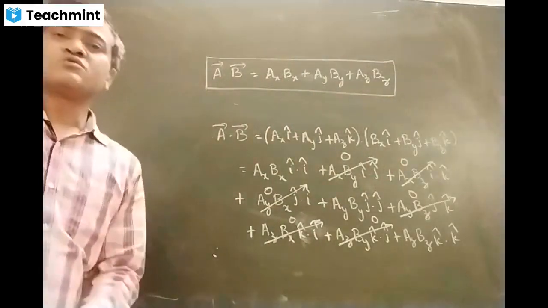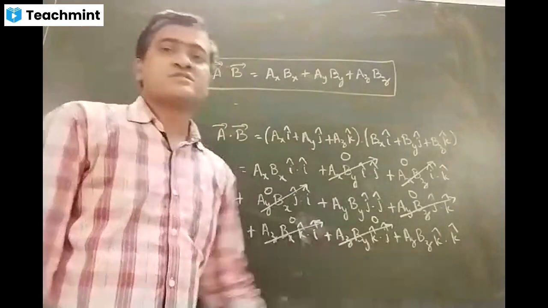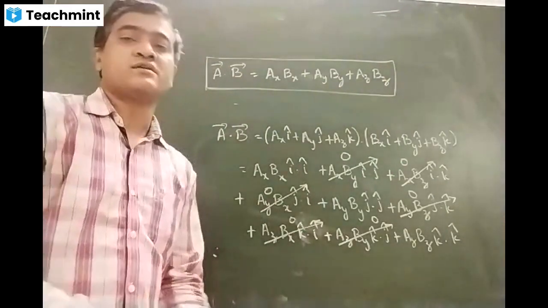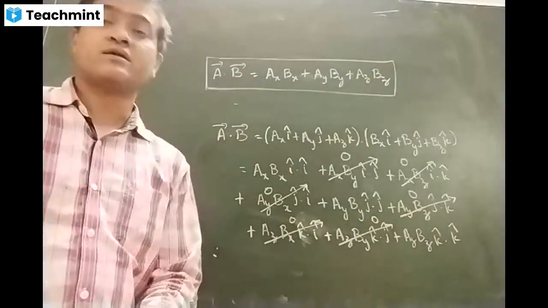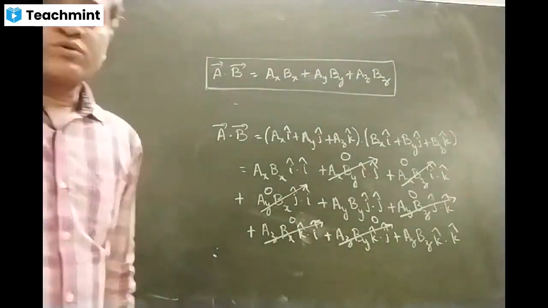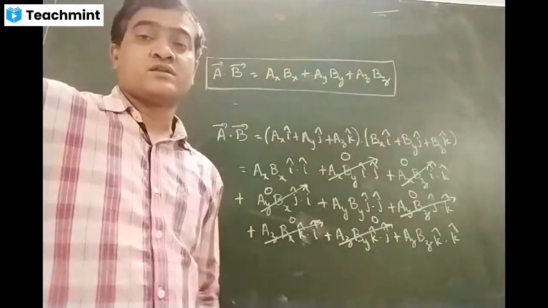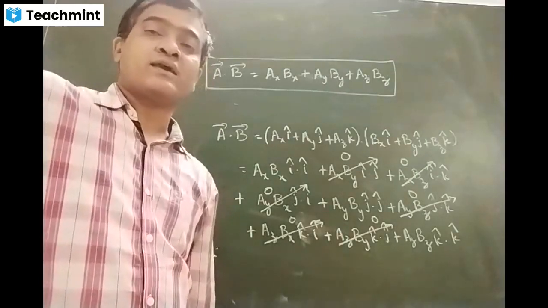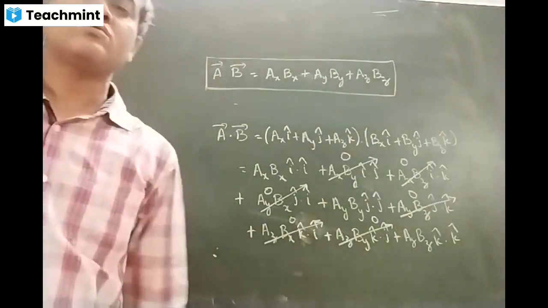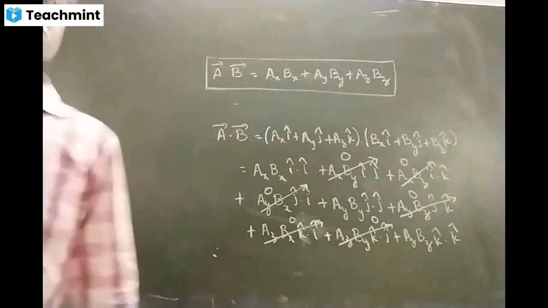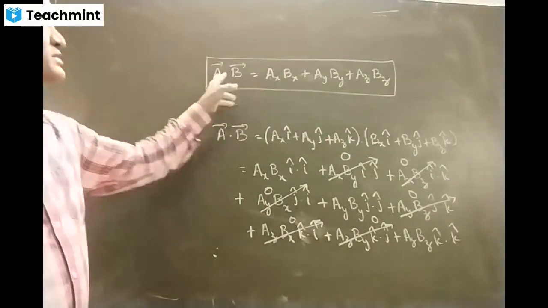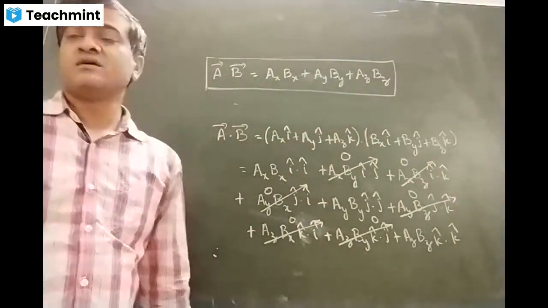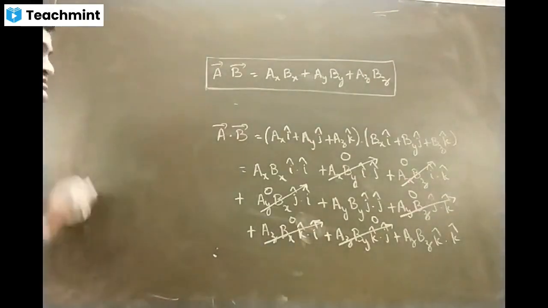Okay, remember the final result. No need to do all these calculations. You have to keep the formulas in mind, like I cap dot I cap is equal to J cap dot J cap is equal to K cap dot K cap is equal to 1. That result you have to remember. And I cap dot J cap is equal to J cap dot K cap is equal to K cap dot I cap is equal to 0. So finally I got the dot product of two vectors: A bar dot B bar is equal to AX BX plus AY BY plus AZ BZ. This is one important thing.